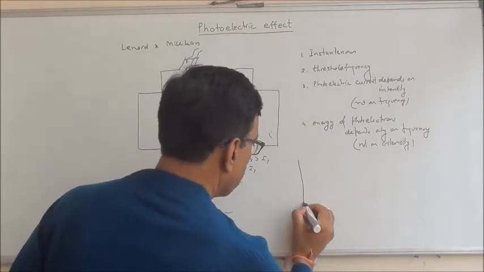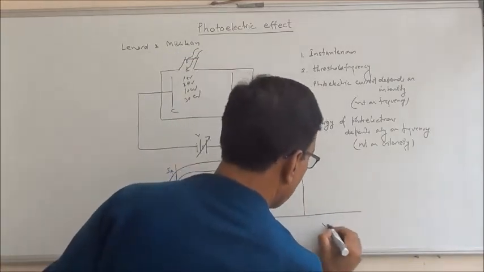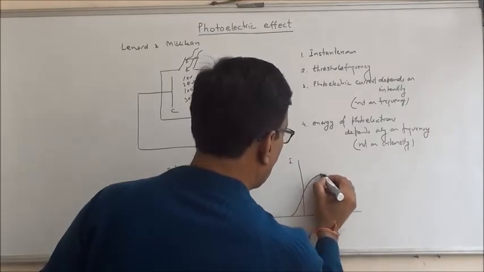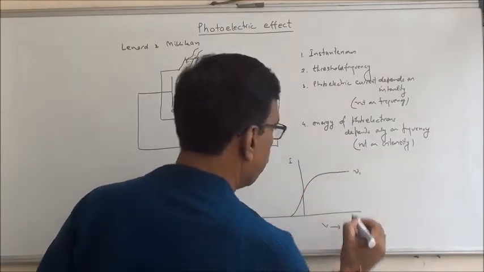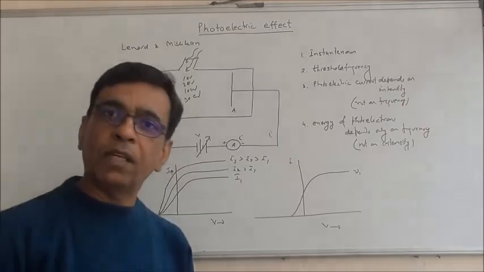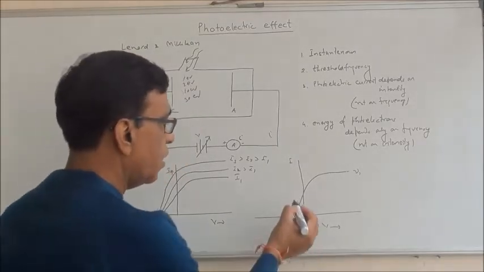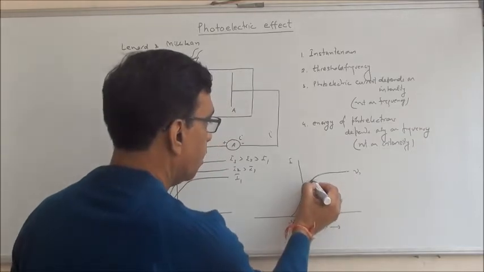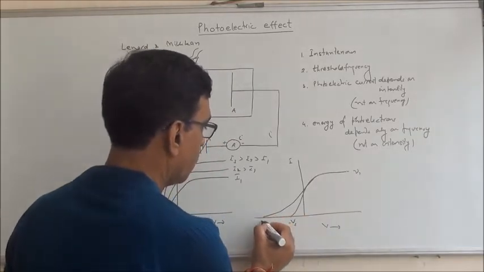Another graph when I change the frequency. This is for frequency mu1. Now if I increase the frequency of the incident radiation, then this stopping potential changes.